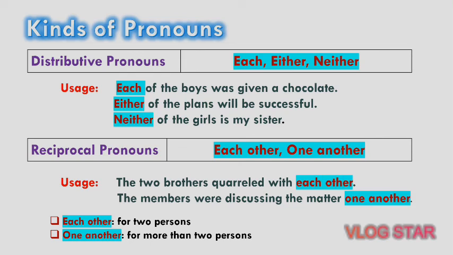Take the next example: the members were discussing the matter with one another. Here the number of members will definitely be more than two. That is why it is one another. So each other will be used in the case of two persons or two things. On the other hand, the reciprocal pronoun one another will be used for persons more than two in number.